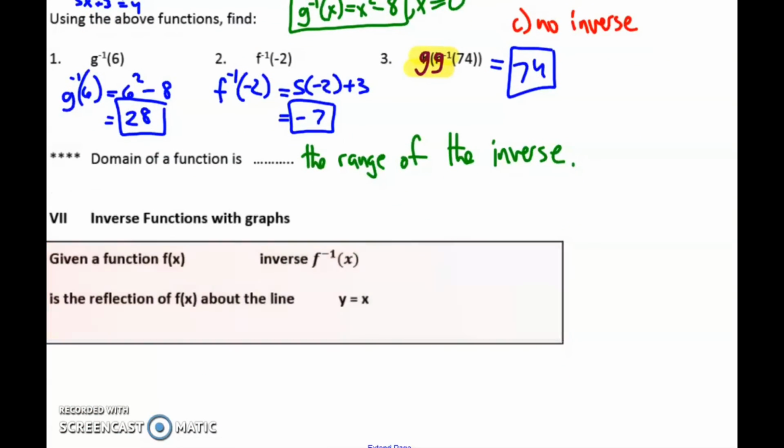And inverse functions with graphs, please don't forget, given a function f of x, the inverse, f inverse of x, is the reflection of f of x about the line y equals x. And if you think way back to geometry, you remember your rules of transformations. When you're reflecting in the line y equals x, you switch x and y. So if you know your coordinates, your ordered pairs, you just switch them and there's your inverse.